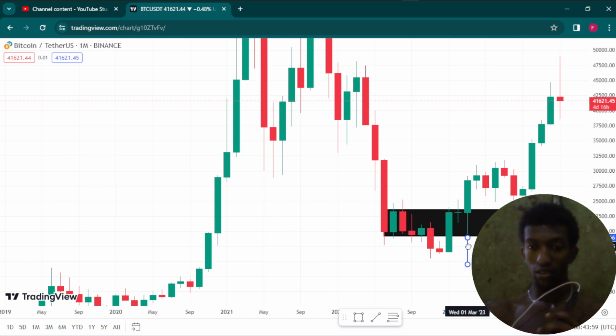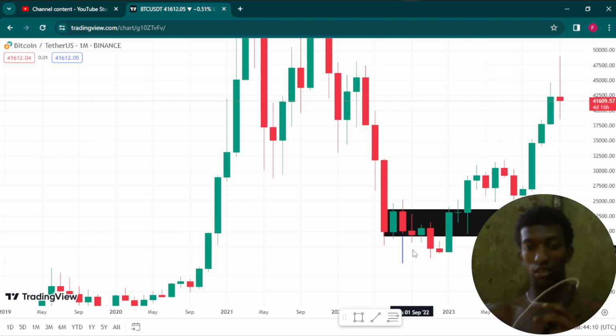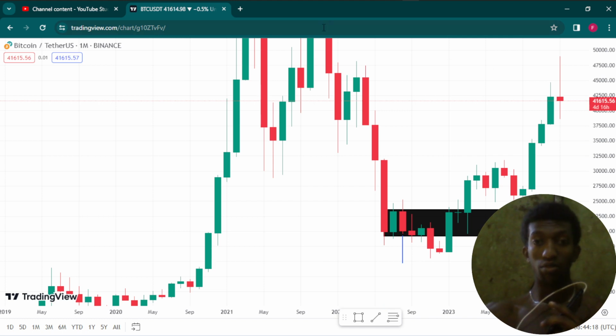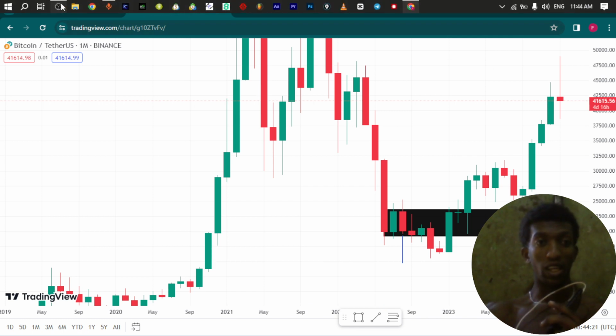Bring it down here. And as you can see again, the TP was never hit, right? Why? Because this is a fake out. This is a fake out, that's why the TP is never hit. And this is why trailing your stops come into play. Okay, trailing your stops is very crucial.